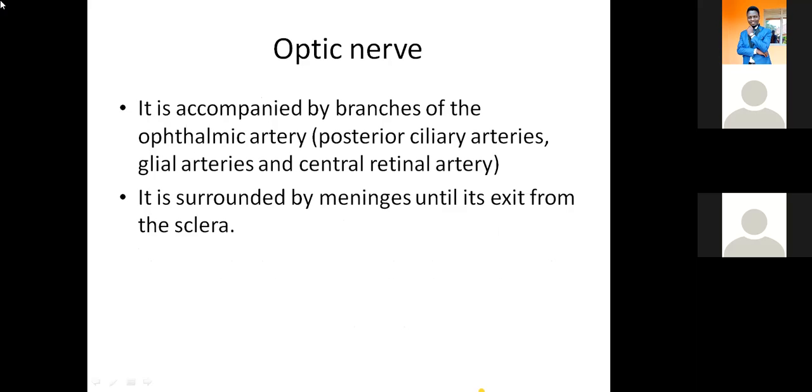The optic nerve is accompanied by branches of the ophthalmic artery, that is the posterior ciliary arteries, the pial arteries, and the central retinal artery, and is surrounded by meninges until its exit from the sclera.